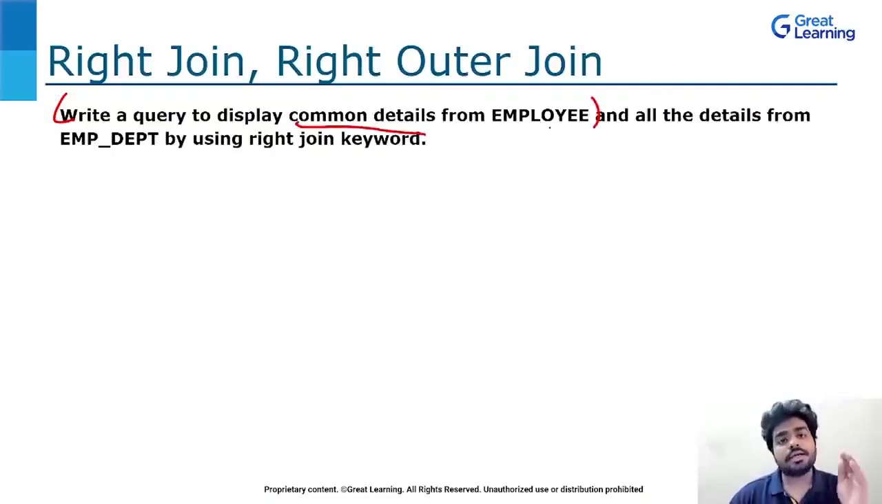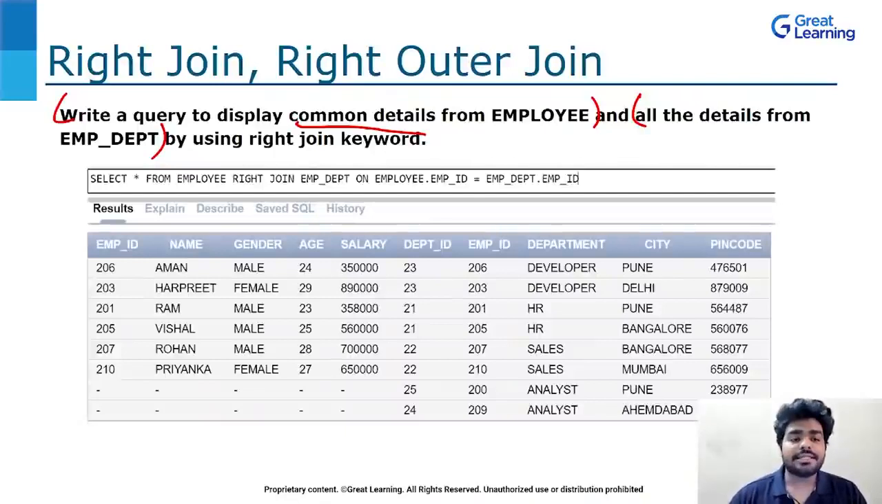Now I need only common details from employee, but all the details from employee department. Right? Now the query should be clear; you will get the query in your mind itself. What will it be? Select star from employee right join employee department. That means for the table on the right, I want all the details, but for the table on the left, I want only the common details.